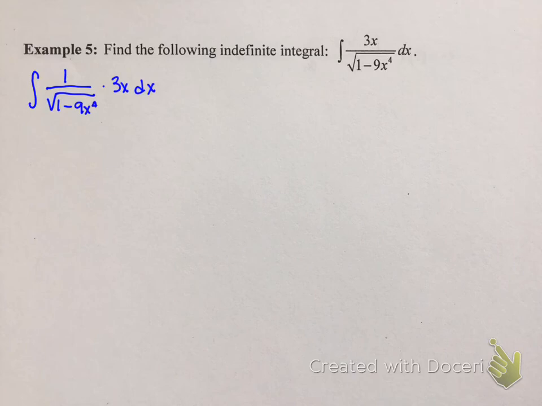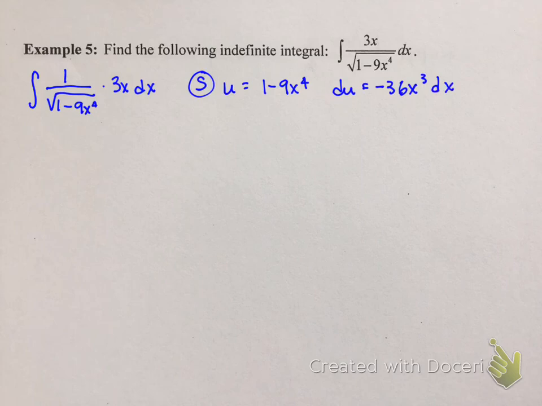Okay, so what do I let equal the substitution? If I look underneath the radical, I can say, well, I can go after that, and then I have 1 over u to the 1/2 power, but let's see what happens. So let's try this. If we let u equal 1 minus 9x to the 4th, du equals negative 36x to the third dx. Look at my leftover. The leftover is 3x dx. That doesn't match this. So I know I haven't done the correct substitution.